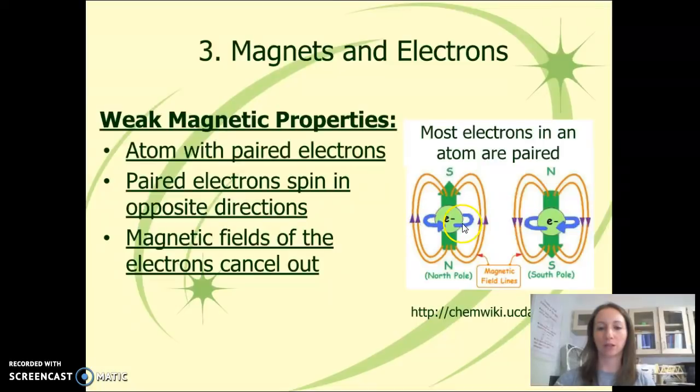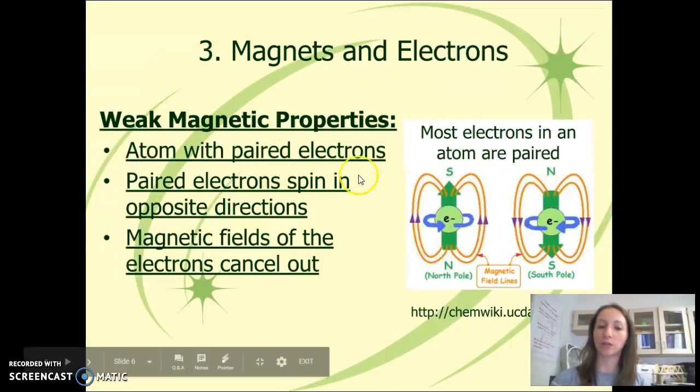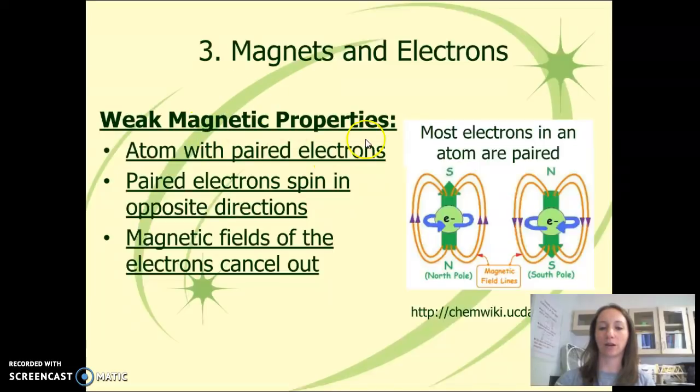So this one might be spinning this way, this little electron is spinning in this direction. And what that ends up doing is creating opposite poles that cancel each other out. Right? They each have a magnetic field that they've created. Each electron is its own little magnet, but its own little magnet that has now canceled out the other one. So when you have two electrons paired off in an atom, they cancel out, you end up with a very weak magnetic property. And that's most atoms tend to have this very weak magnetic property. They tend to have paired off electrons. Little to no magnetic field.